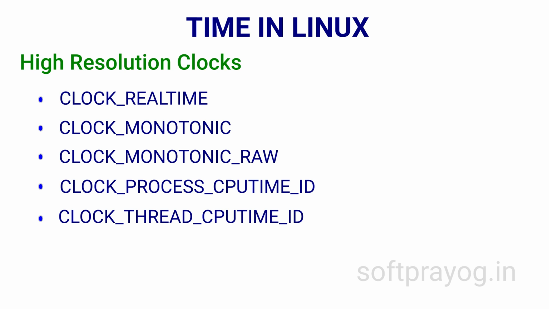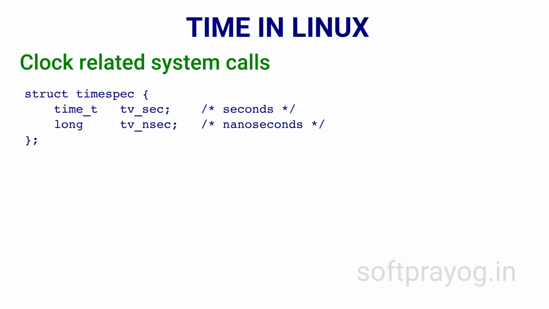CLOCK_PROCESS_CPUTIME_ID is the clock for the process. It gives the time consumed by all the threads of a process. CLOCK_THREAD_CPUTIME_ID is the clock for a thread. If you look at the manual for the clock_getres system call with the man clock_getres command, you'll find some more clocks. Of these, CLOCK_REALTIME is standard and the rest are implementation dependent. And we look at the system calls related to the clocks.